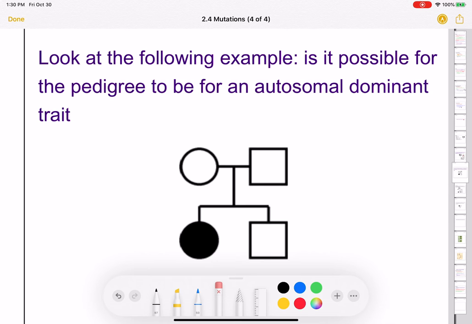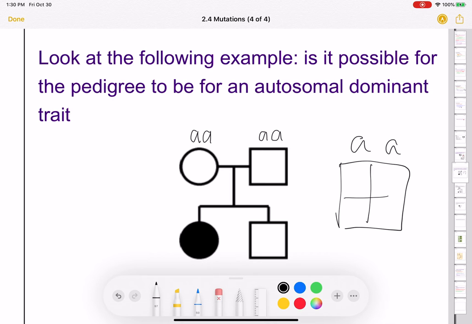So if it's autosomal dominant, if you have the dominant gene, that means that you have the disease. So these parents don't have the disease, they must be little a. So if you were to cross someone who is little a with little a, all of your children are going to be little a's, which means that this child would never be able to have a big A or something to make it. So is it possible for this to be autosomal dominant? No, it has to be recessive.